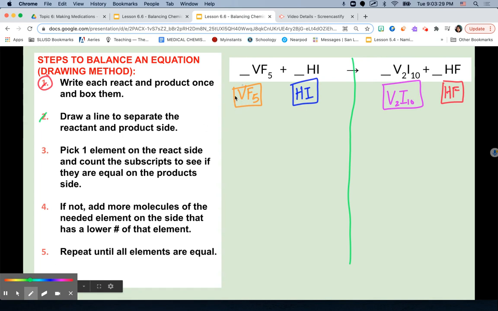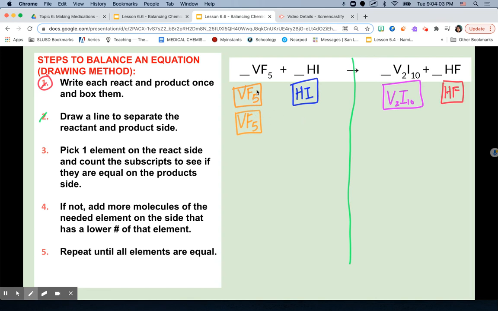So let's just start with the first element on the left here. I have element V. So V subscript is no number, so I just have 1. How many V's do I have on this side? I have 2 in pink on this side. So therefore, I'm going to have to draw another one of these boxes, VF5. So now I have 2 V's on my reactant side, 2 V's on my product side.